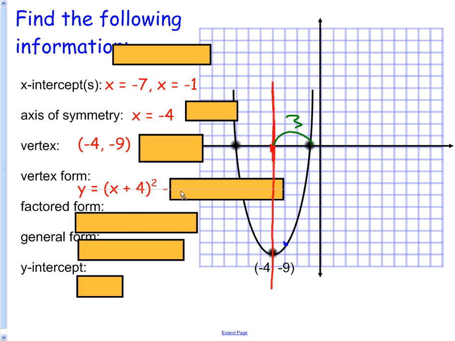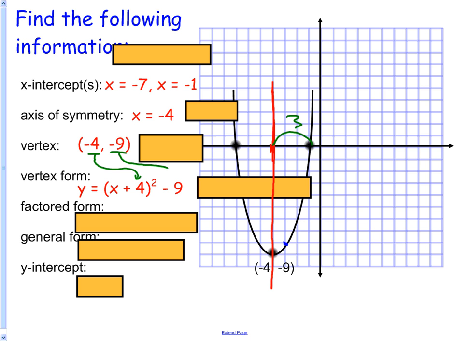Last thing, vertex form. That just means I take my vertex here, and you guys know that this is a counterintuitive thing, so it's the opposite of that goes in there, and then that one's not counterintuitive because it's on the outside. All right, remember that?